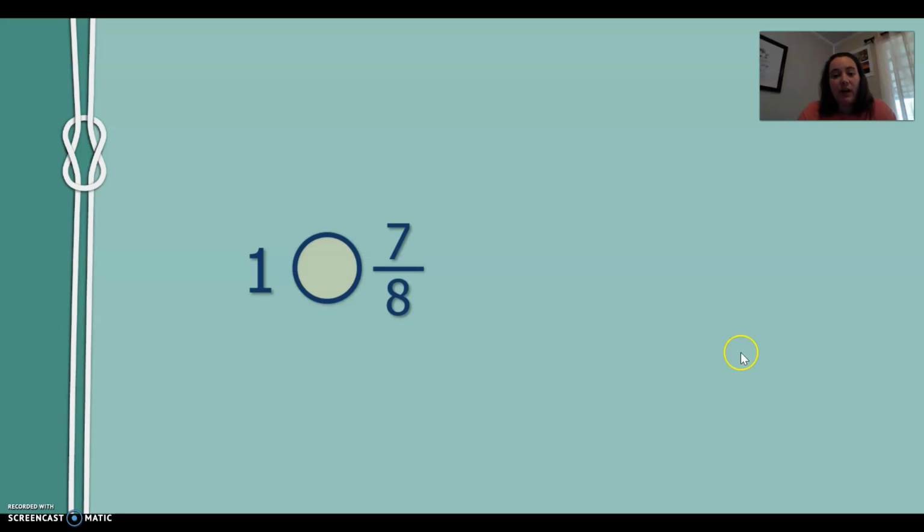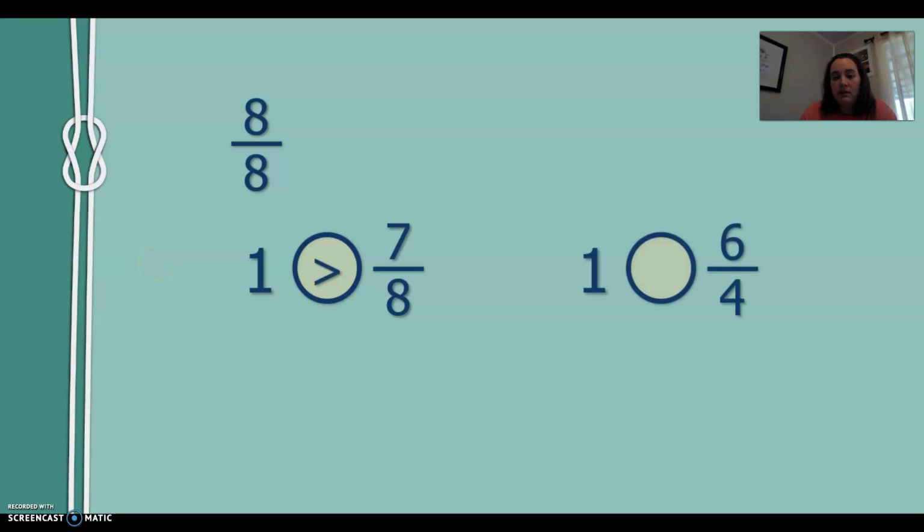So we were talking about fractions and putting them in order and then figuring out greater than, less than, or equal to. So here we have the number 1 and we have the fraction 7/8. And we have to remember that 1 as a fraction equals 8/8. It equals the same number on the top as the bottom. So as we compare them, we can see that 1 would be greater than 7/8.